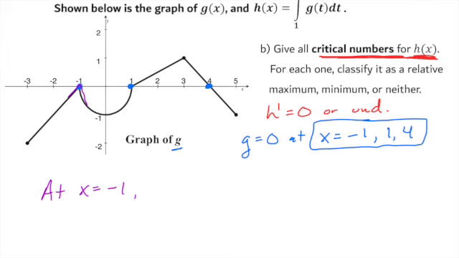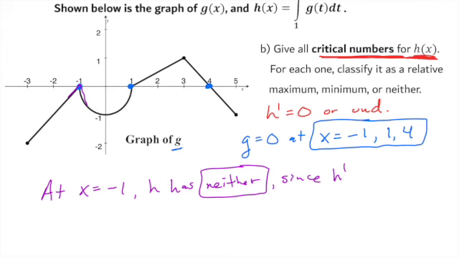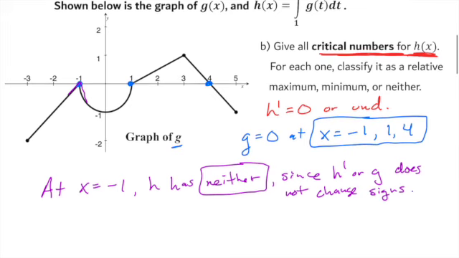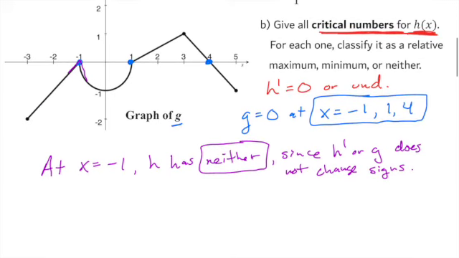So h is going to have neither a relative min or max. And we try to support it. It doesn't have to be a book, but since h prime or g does not change signs. Always good to add a little extra justification.